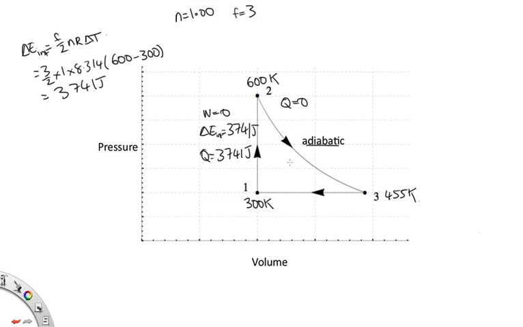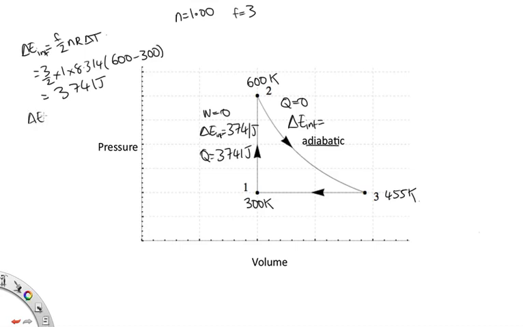Okay, now it would be hard to work out the work because we need to work out the area under this curve. We could do it because we do have an equation for this line, PV to the gamma, and we could use 3 to work out what gamma was. But that's hard. It's much easier to work out the change in internal energy. So the change in internal energy, we just need to substitute into this equation again.